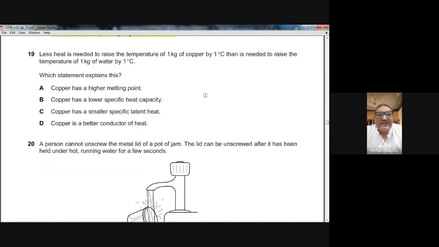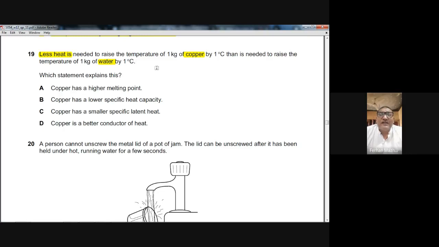Okay, question number 19 is on your screen. Less heat is needed to raise the temperature of 1 kg of copper by 1 degree centigrade than is needed to raise the temperature of 1 kg of water. So copper will require less heat. That's why the temperature of the copper will rise very quickly, but the temperature of the water does not rise quickly. So which statement explains this?